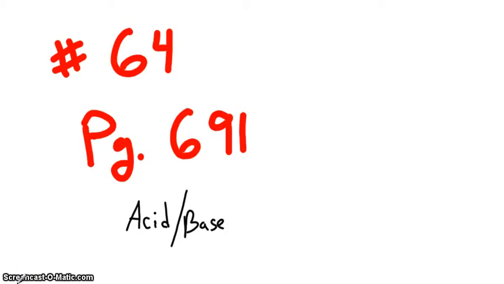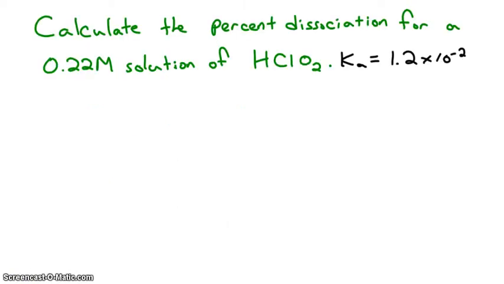Problem number 64, page 691, acid-base chemistry. This problem asks us to calculate the percent dissociation for a 0.22 molar solution of HClO2. We're also told that the acid dissociation constant Ka for HClO2 is 1.2 times 10 to the negative 2.